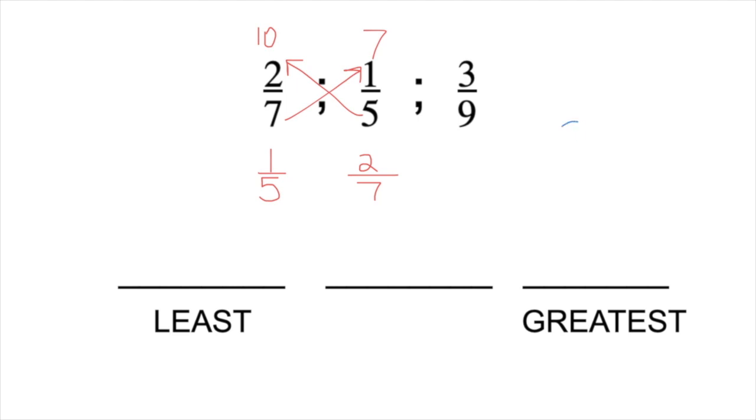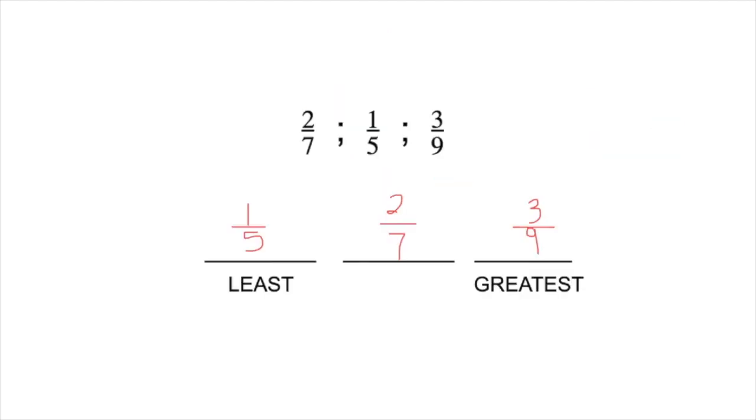So I'm just going to put some extra work over here. 2/7 and 3/9, and let's do our cross multiplication. 7 times 3 is 21. 9 times 2 is 18. So it looks like 3/9 is greater than 2/7, so it would fit in after 2/7. So here are your fractions ordered from least to greatest: 1/5, 2/7, 3/9. We didn't even have to compare 3/9 to 1/5 because we already know that 3/9 is greater than 2/7. And since 2/7 is also greater than 1/5, we don't even have to compare to 1/5.